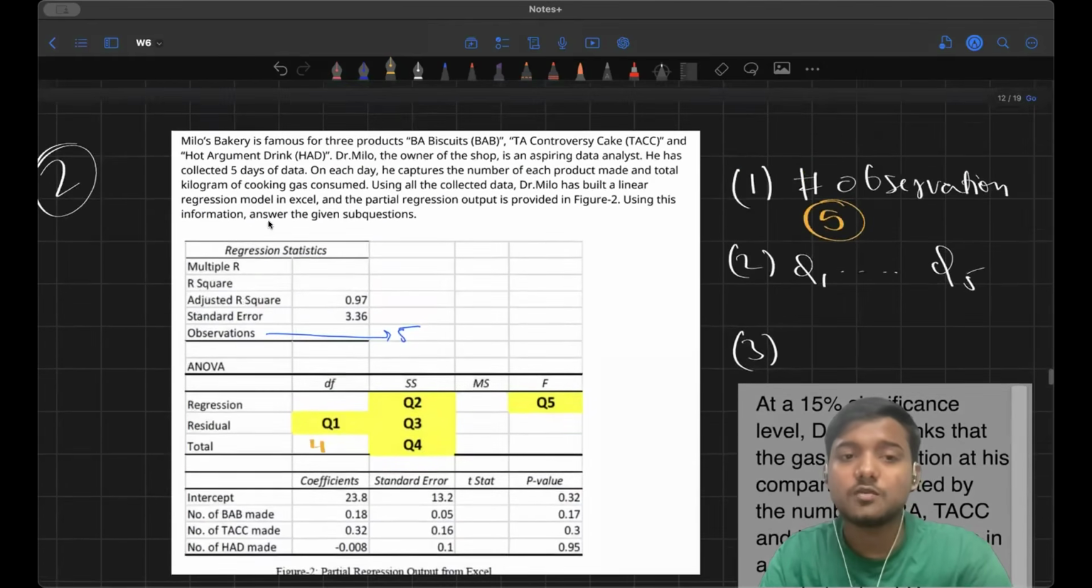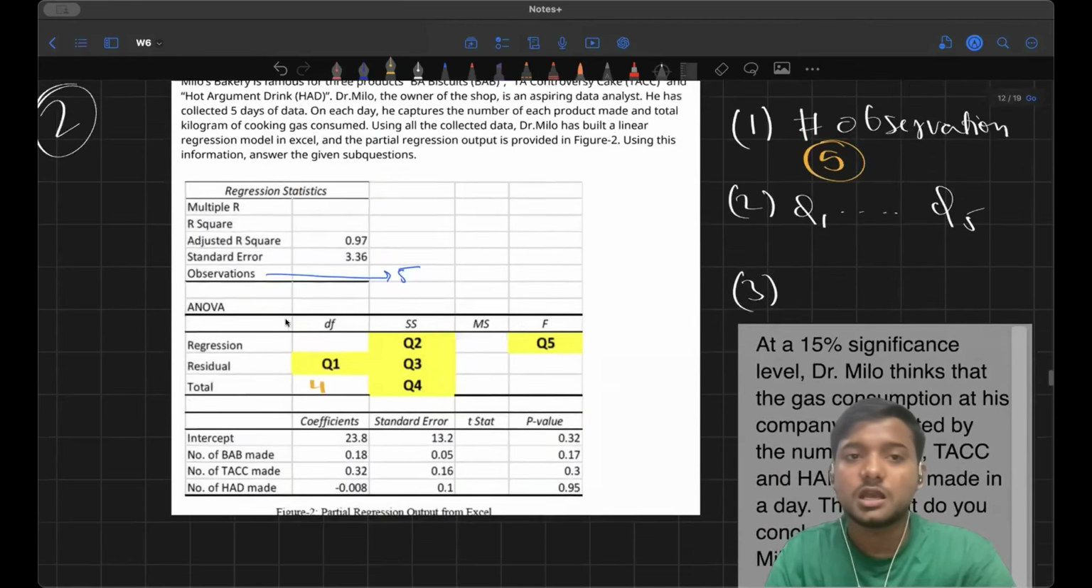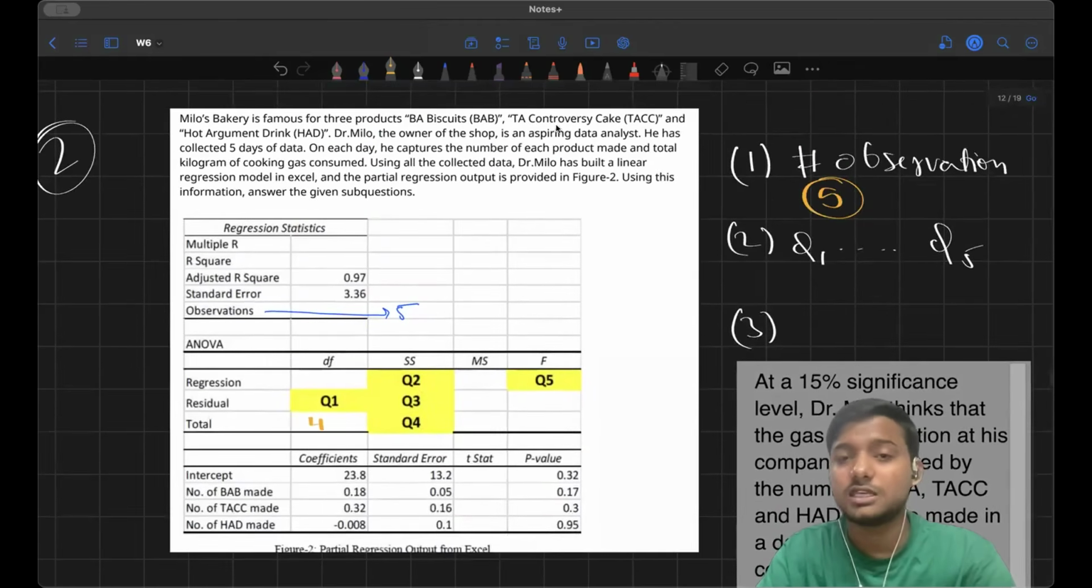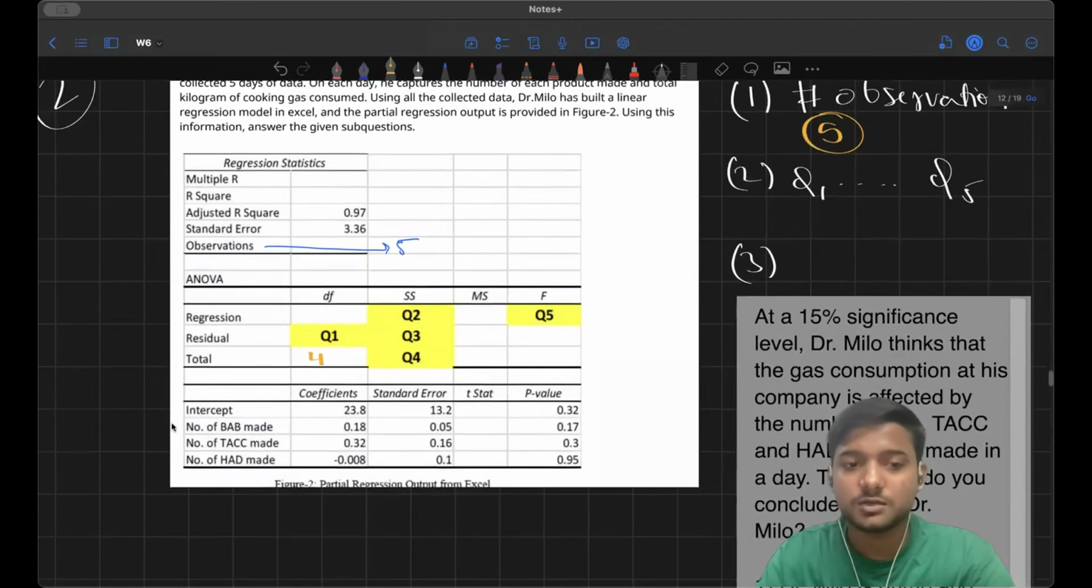And then, how many input variables do we have? Input variables are 3: business analytics biscuit, TA controversy cake, and hot argument drink. So these are our 3 variables. These 3 which you are seeing are our input variables, or you can say explanatory variables. So you have 3 here. And we know this is 4, this is 3, or you can say this is our k, right?